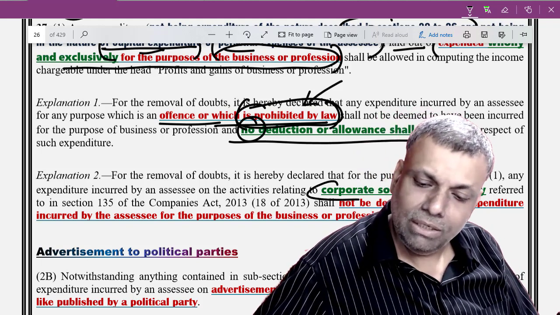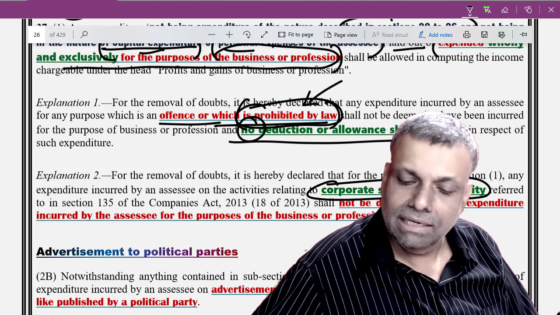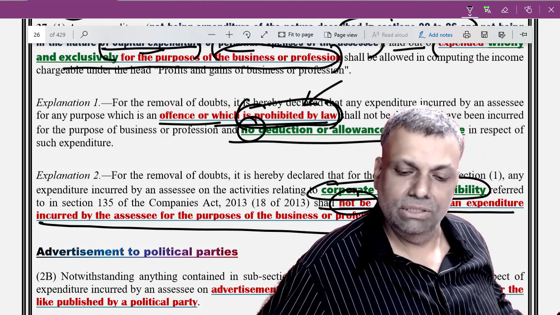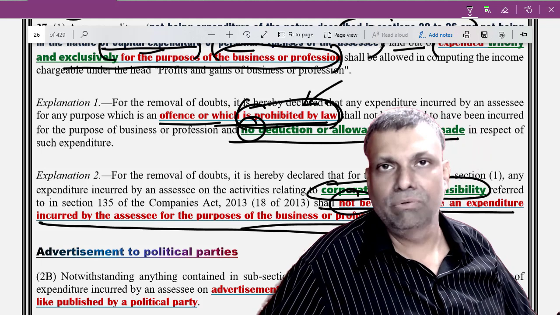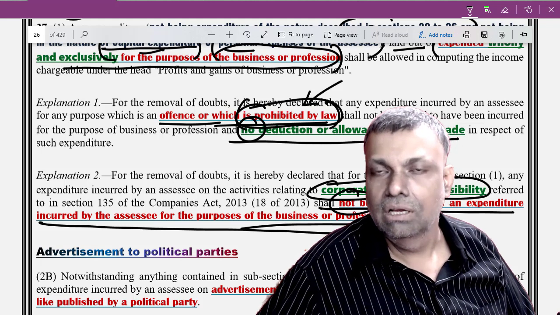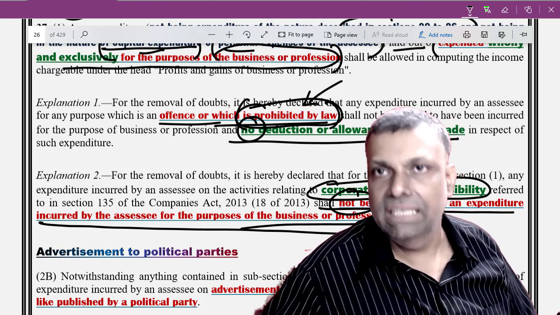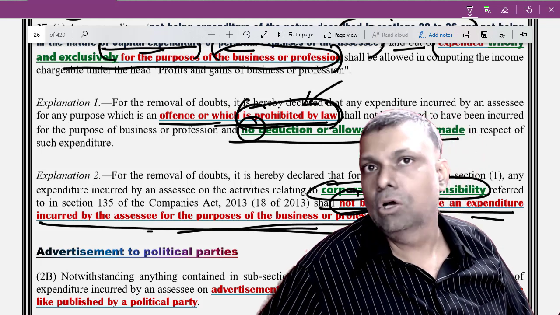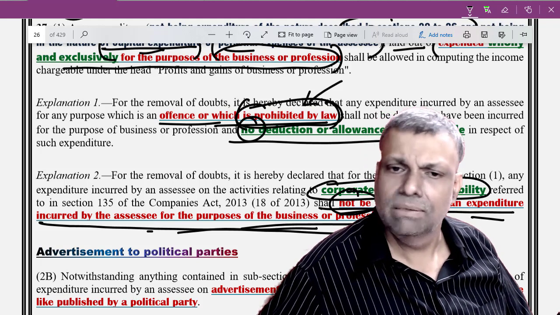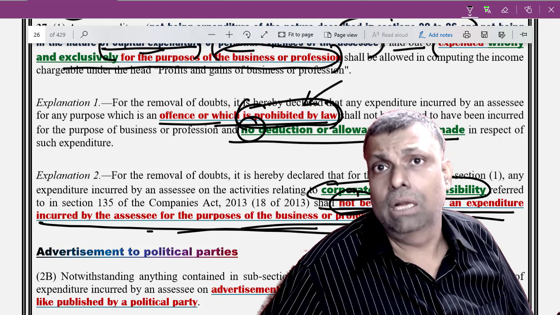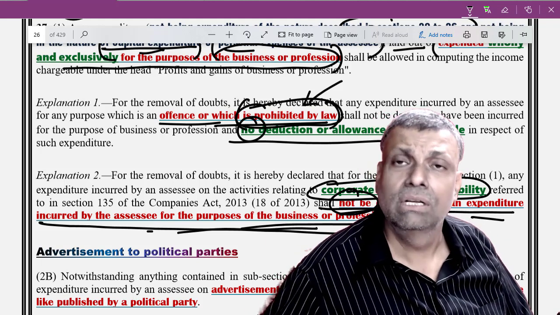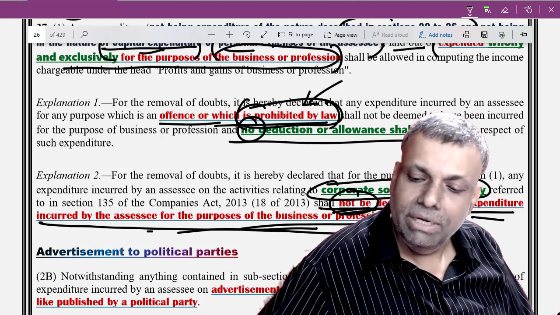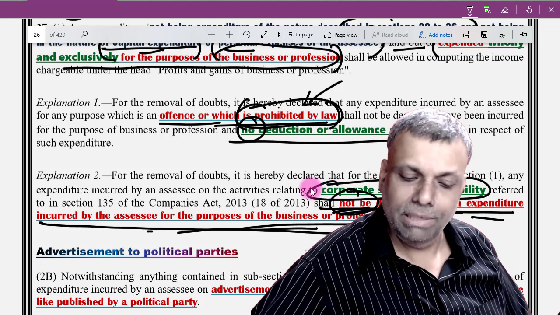And Explanation 2, with respect to CSR expenditure, corporate social responsibility, says that it shall not be deemed to be an expenditure incurred by the assessee for the purpose of business and profession. So basically this Explanation 2 with respect to CSR expenditure is a clarificatory provision. It says that just because it is a CSR expenditure, it shall not be deemed to be an expenditure incurred for the purpose of business and profession. In other words, you have to justify the test of business, and if you can say that it is but for the business, it can be allowed. However, you cannot say that just because it is a CSR expenditure, it will always be allowed. It is not like that. The law makes it very clear that it shall not be deemed to be an expenditure for the purpose of business and profession with respect to CSR expenditure.